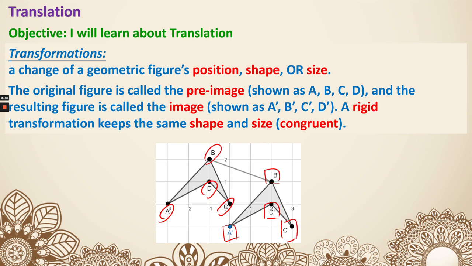A rigid transformation keeps the same shape and size. So as you can see, these two figures look exactly the same. It kind of just changed position. So that's going to be called a rigid transformation. And in this case, the two figures, the image and the pre-image, are congruent.